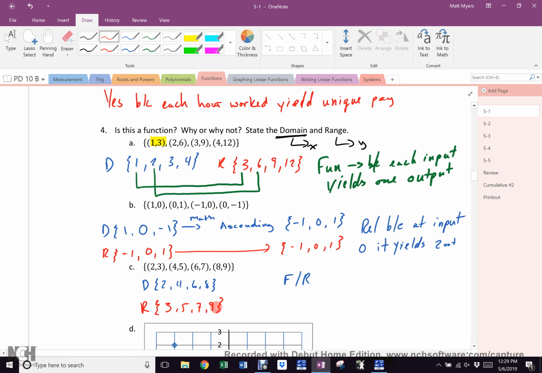3, 5, 7, 9. Now, in this case, does 2, 3 exist on the graph? Yes. It does. Sometimes it will, sometimes it won't. Function or relation? Function. Why? Because each is one value. Right. Each input yields one output.